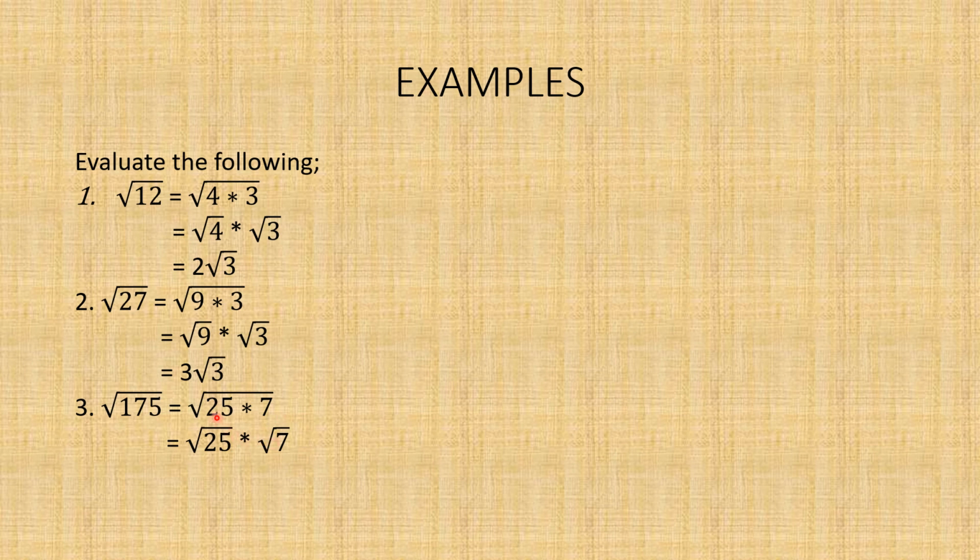Remember, from the second rule of surds, we can easily separate these, each into its own root: root of 25 times root of 7. So I can easily get the root of 25 as 5, and I cannot easily get the root of 7. So the final answer will be 5 root 7. That's how we go about numbers concerning reducible surds.